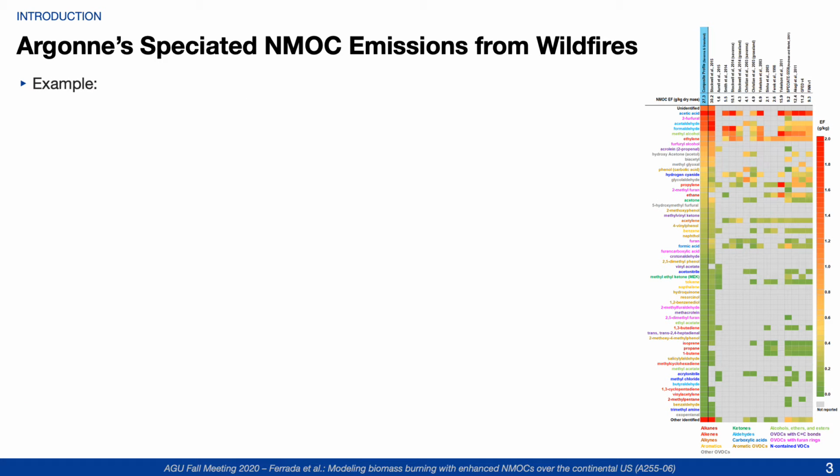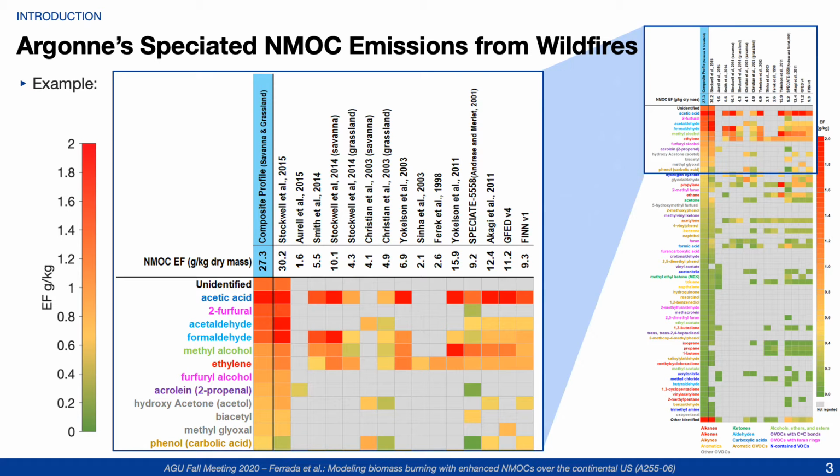This is an example of this method. This figure summarizes the compilation of different emission factors from literature and how we group them. We have these categorizations for different biomes, and the example here shows savannas and grasslands, but we also have classifications for tropical, temperate, and boreal forests, peatlands, and agricultural fires.